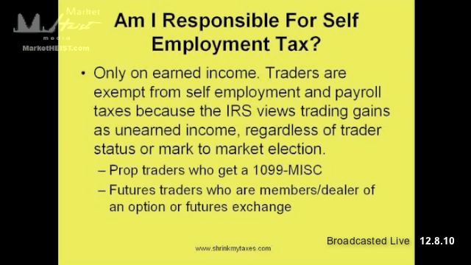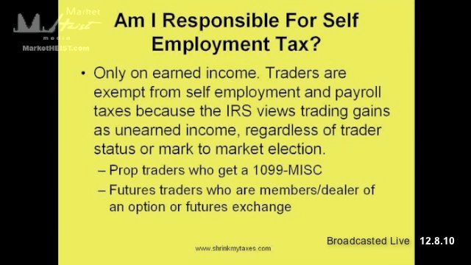I also get this question: am I responsible for self-employment tax? The answer there, only on earned income. So traders are exempt from self-employment tax and payroll taxes because the IRS views trading gains as unearned income regardless of trader status or the mark-to-market election.